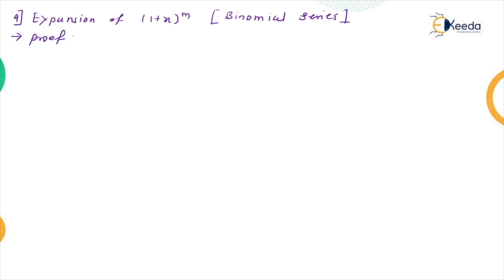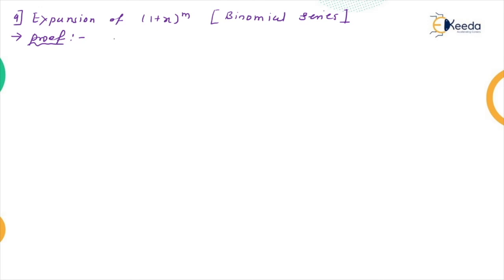I am writing here the last point I am going to discuss, expansion of 1 plus x bracket raised to m. We call it a binomial series, right? So how to find this? Let's see the proof of this binomial series.